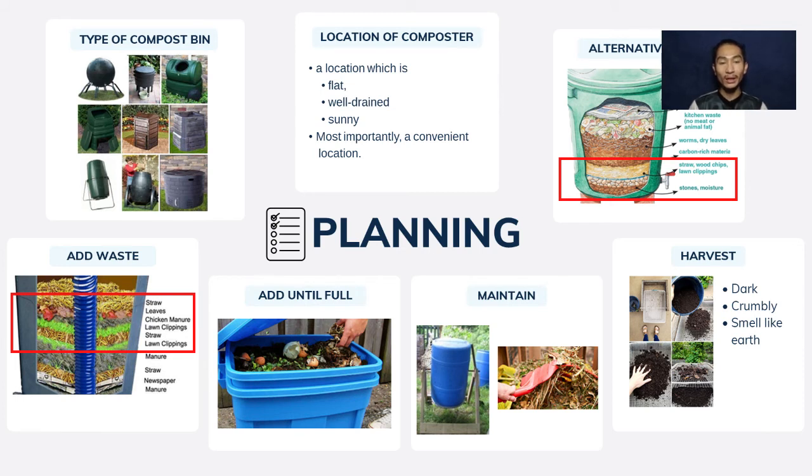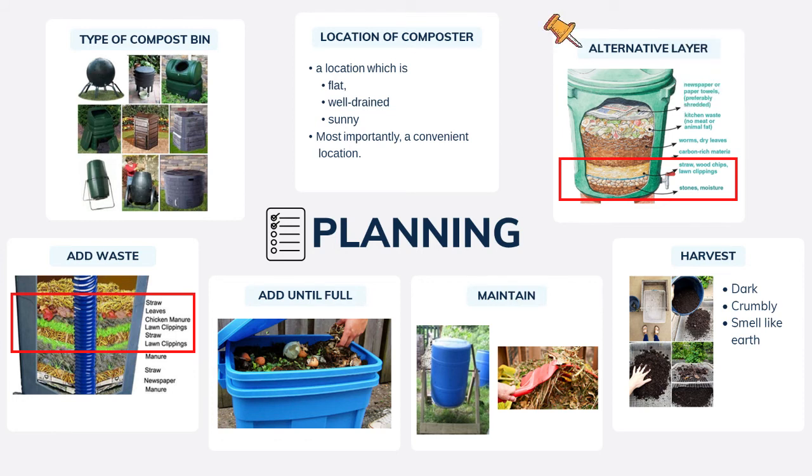And then the next step will be the location of the composter. We need to plan where we want to put the compost. So the suitable location will be the one that is flat, well drained, and can get sunlight. And most important, it is a convenient location.